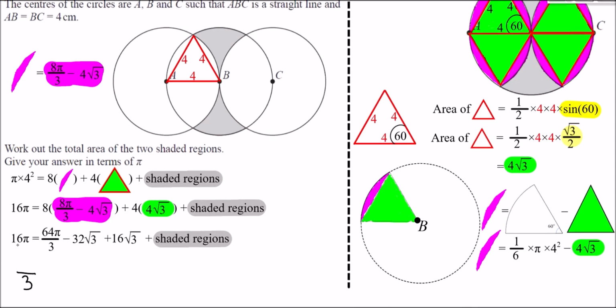So if I just think about that as 16 pi over 1, I can multiply both top and bottom by 3. 1 times 3 is 3. 16 pi multiplied by 3 gives 48 pi. So 48 pi over 3 equals 64 pi over 3. Minus 32 root 3 plus 16 root 3 is overall minus 16 root 3. Plus, of course, the shaded regions.